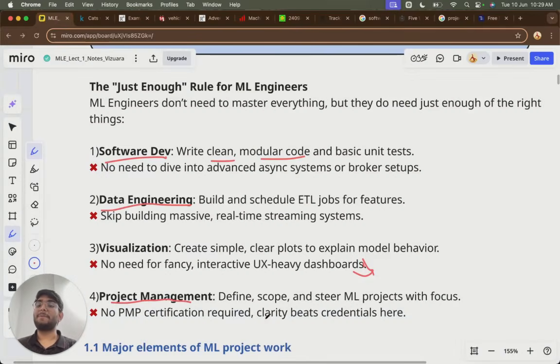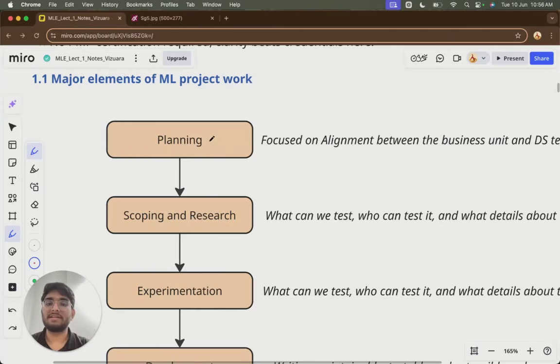Now let's look at the major elements of the ML project. First is planning. Assume you are a data scientist and you have to work on a vehicle detection system for the government. Then you have some questions for the government: how should I classify vehicles, based on the number of wheels or based on the number plate, and what should be the toll for a specific vehicle if I want to set the price according to vehicle type.